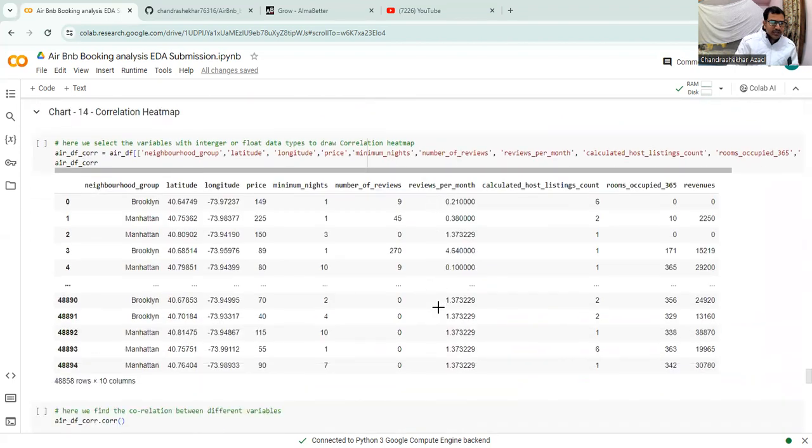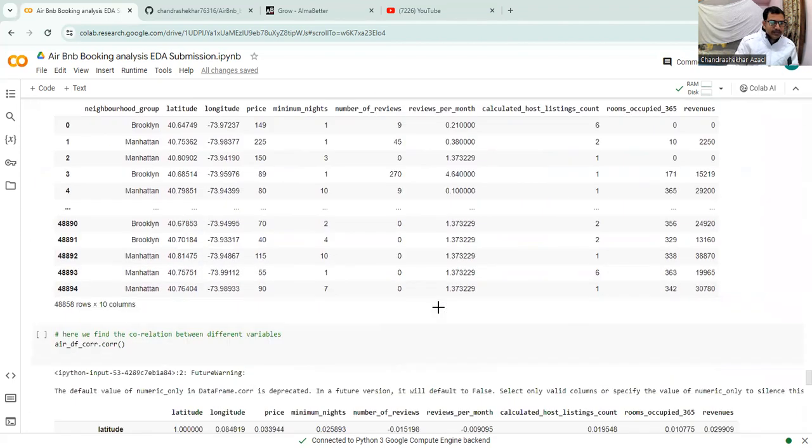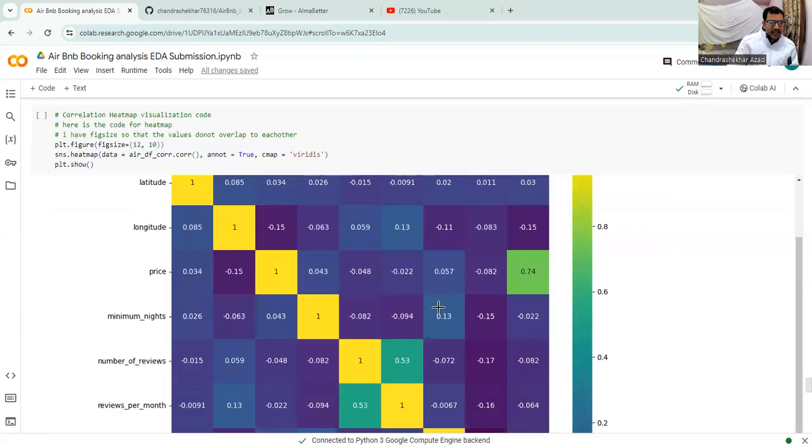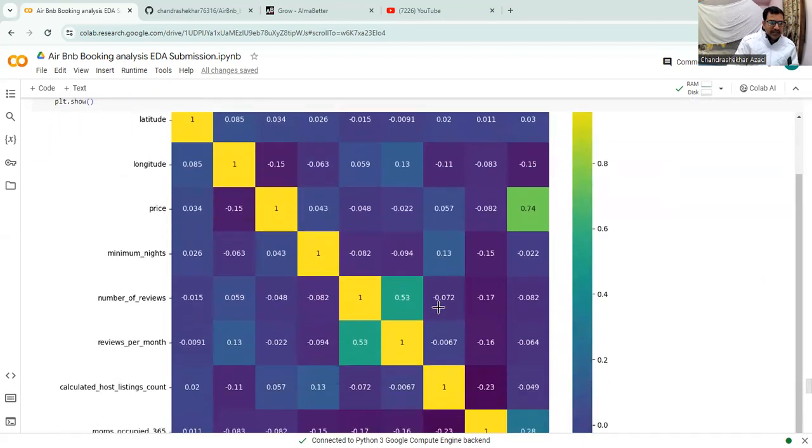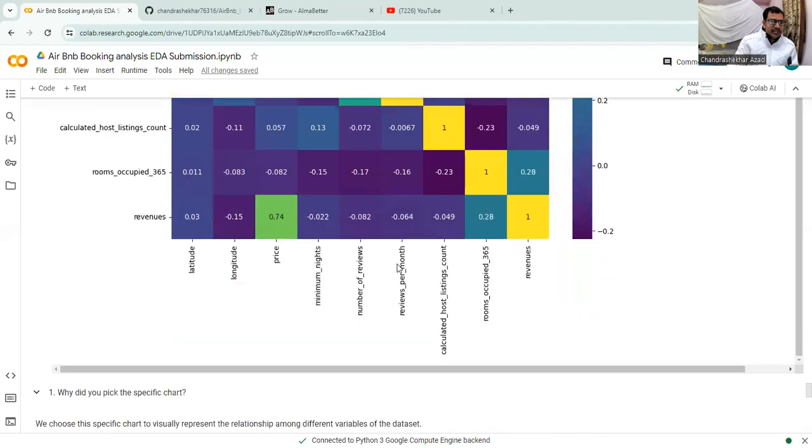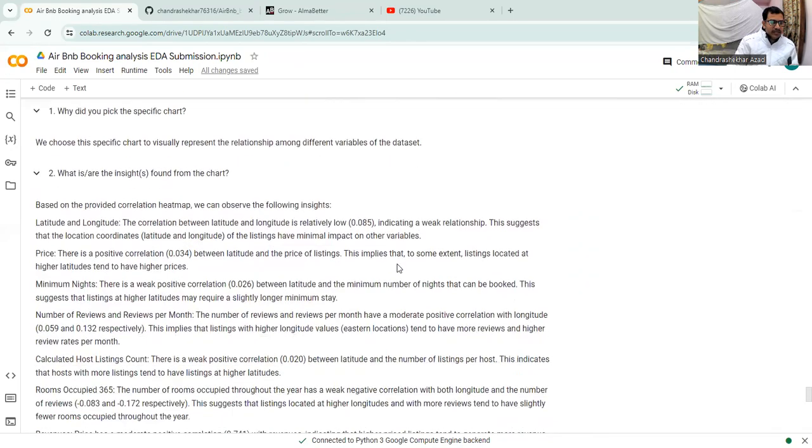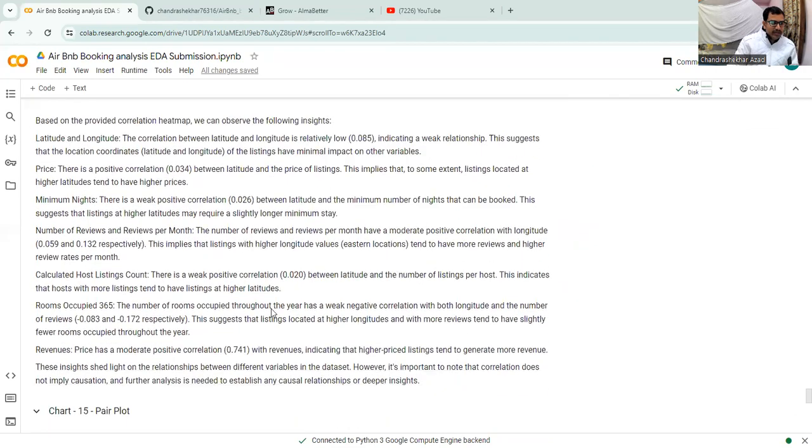The next chart is the correlation heat map. So here we can see that different variables have positive relations among them and negative relations among them. If we talk about price, there is a positive correlation between latitude and price of listing. This implies that to some extent, listings located at the higher latitude tend to have higher prices.